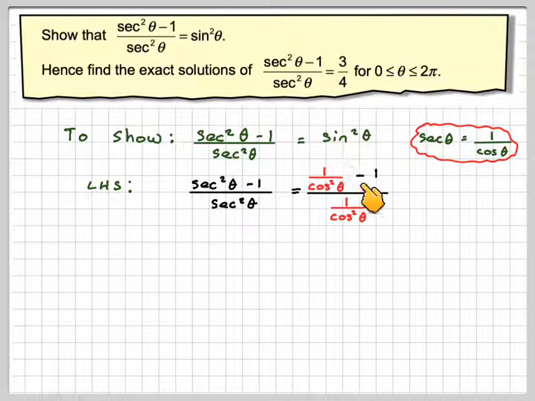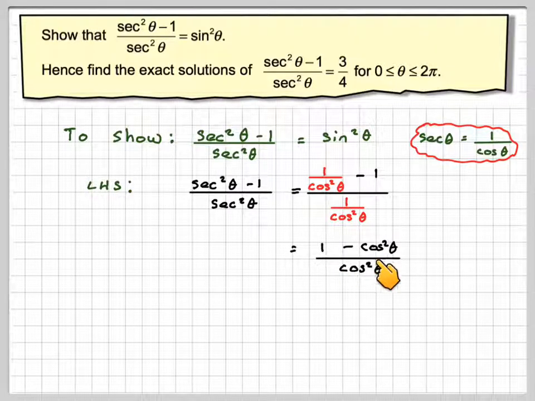Putting the numerator over a common denominator of cos²θ, that gives me (1 − cos²θ)/cos²θ. So we multiply that 1 by cos², and it's then over cos²θ. If we have to divide by a fraction, if we remember our rules of fractions, we multiply by the reciprocal, so times cos²θ divided by 1. We notice that cos² and cos² will cancel out.